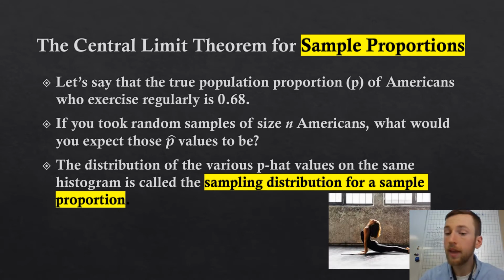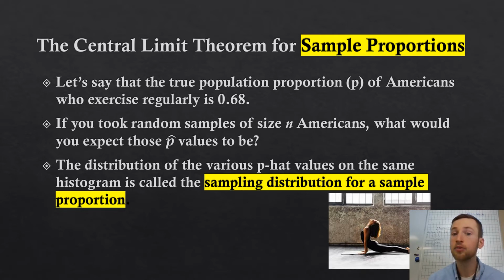So what we're really after in sampling distributions is this idea of the central limit theorem. And specifically, to start off, we're going to talk about it with regards to sample proportions or percentages. We can do the same thing for means, but for our first lesson here, we're going to talk about proportions.